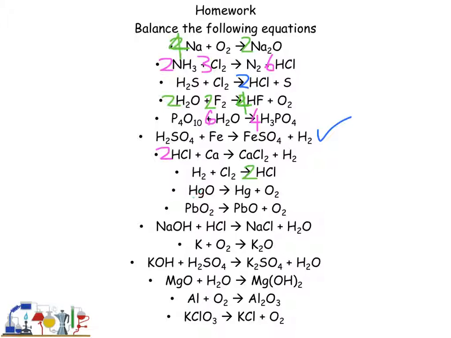Then 1 mercury on the left, 1 mercury on the right, 1 oxygen on the left, 2 oxygens on the right. I'm going to need a 2 over there and a 2 over there. Let's count. 2 mercuries on the left, 2 mercuries on the right. 2 oxygens on the left, 2 oxygens on the right.